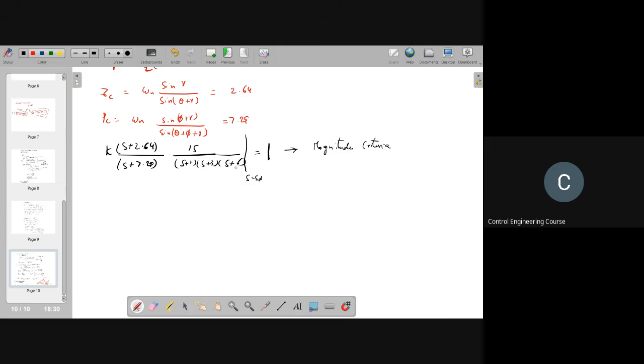So after substituting the desired pole in this equation and calculating the magnitude, you will get K equal to 10. You can verify all these values. So the overall lead compensator is 10 into (s plus 2.64) by (s plus 7.29).